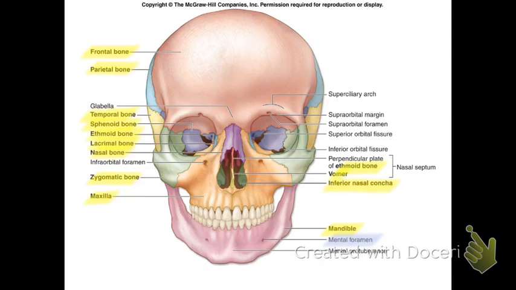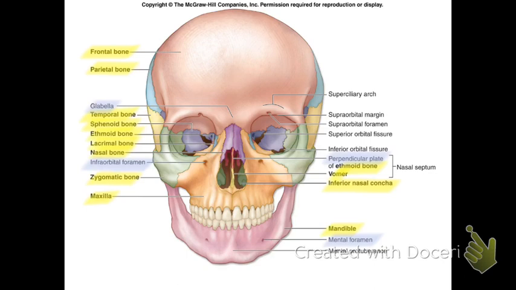You will need to know the perpendicular plate. You will need to know, for example, the infraorbital foramen and the glabella. So those are structures you will be learning next week, but there are some structures on here that you're not going to have to learn.